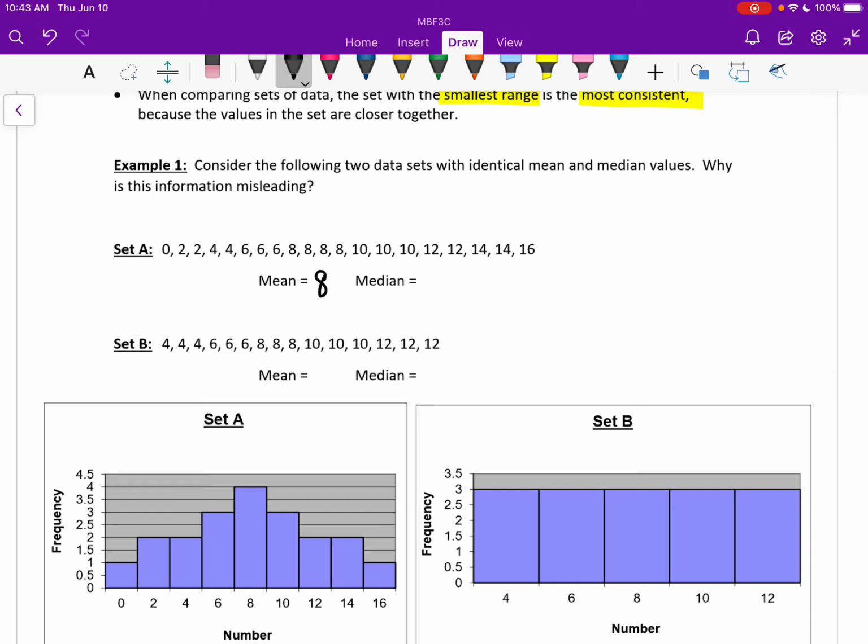Now, I know there's 20 points here, so I'm going to find the middle, which is going to be 10. 1, 2, 3, 4, 5, 6, 7, 8, 9, 10, right? I have to do the same thing on the other side, going backwards. 1, 2, 3, 4, 5, 6, 7, 8, 9, 10, right? So my median here, there's an even set, so it shouldn't be like that.